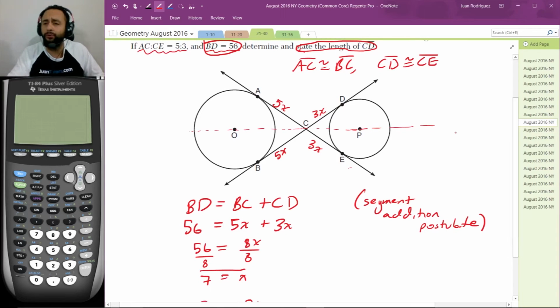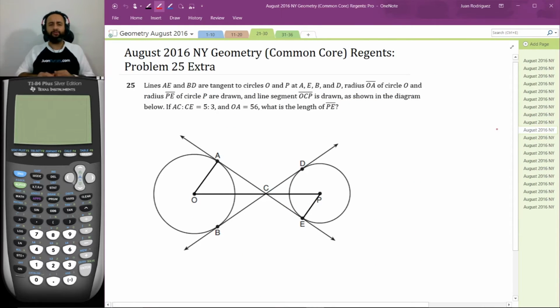But we did create an extra problem for you if you wanted to get additional practice. It looks very similar to the previous problem. Lines AE and BD are tangents to circle O and P at A, E, B, and D as before, and then radius OA of circle O and radius PE of circle P are drawn, and line OCP is drawn as shown in the diagram below. So if AC to CE is 5 to 3 and OA is 56, then what is the length of PE?